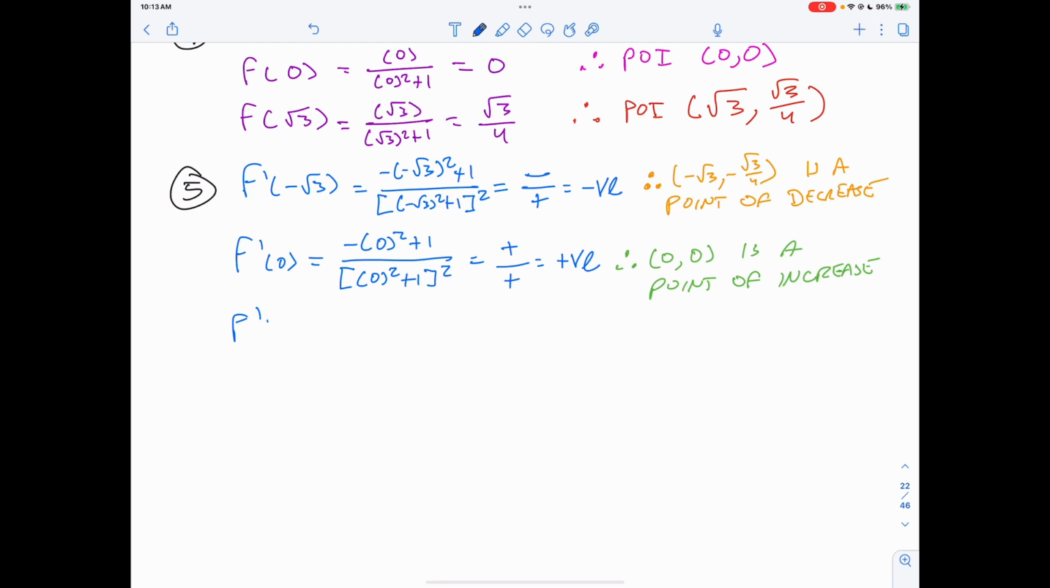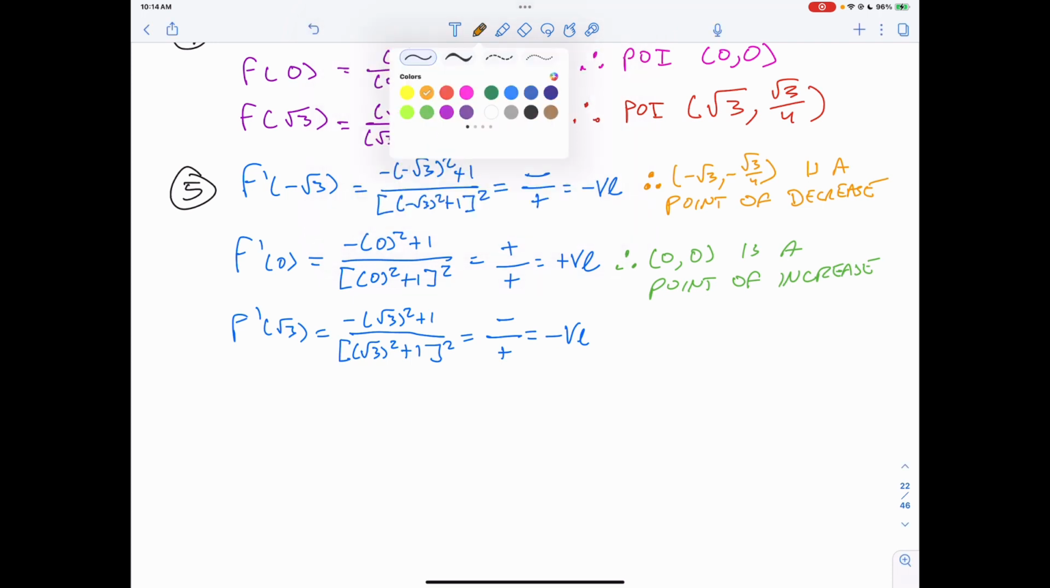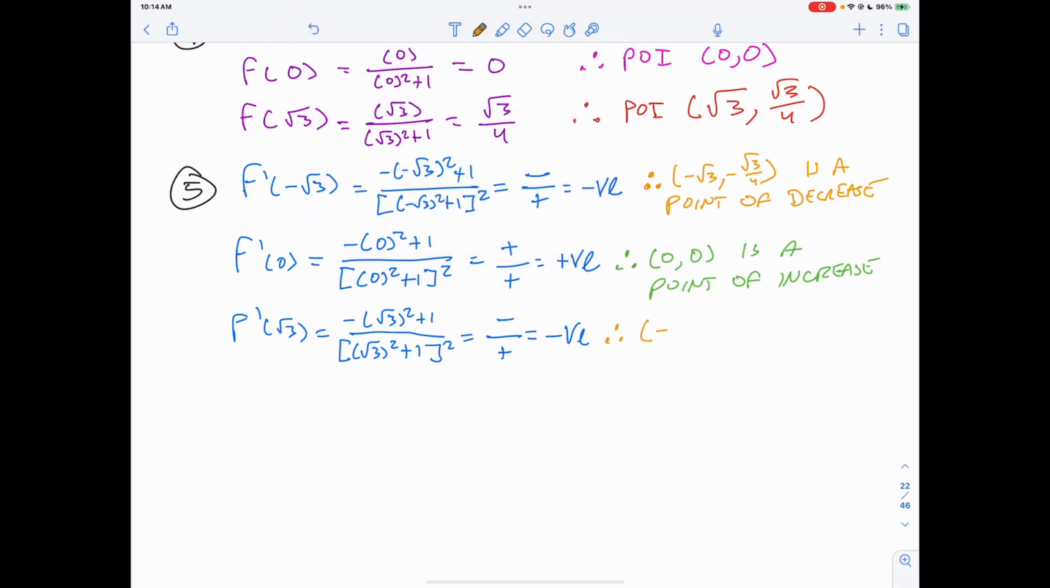And finally, f prime of positive root 3 is going to give me negative of root 3 squared plus 1 all over root 3 squared plus 1 squared, which is going to give me a negative over a positive, which is going to give me a negative rate of change again, and that is going to be another point of, positive root 3 and root 3 over 4 is going to be another point of decrease.